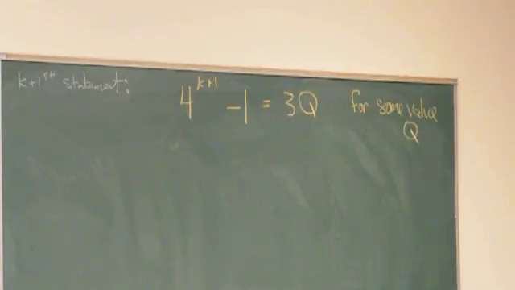What two things could you multiply to get 4 to the k plus 1? 4 to the k and 4 to the 1. Good old-fashioned addition of exponents.